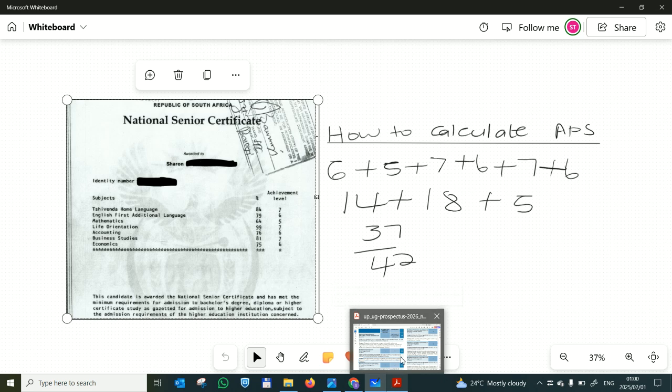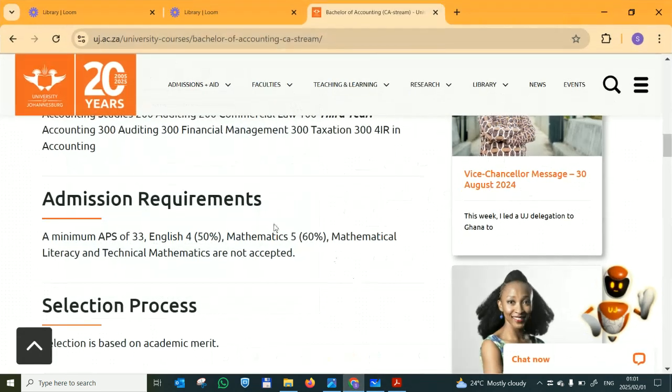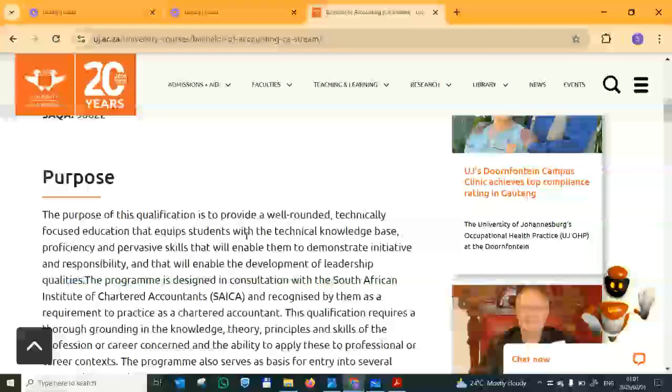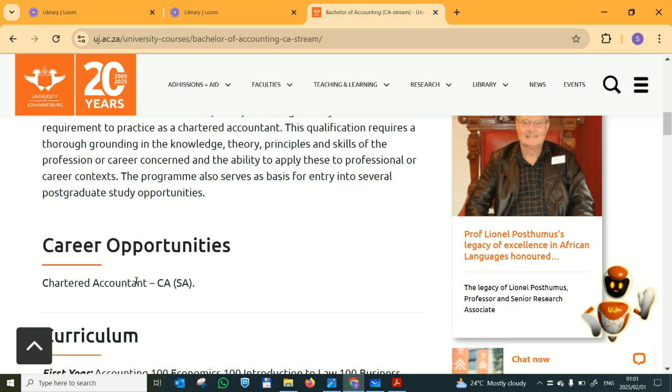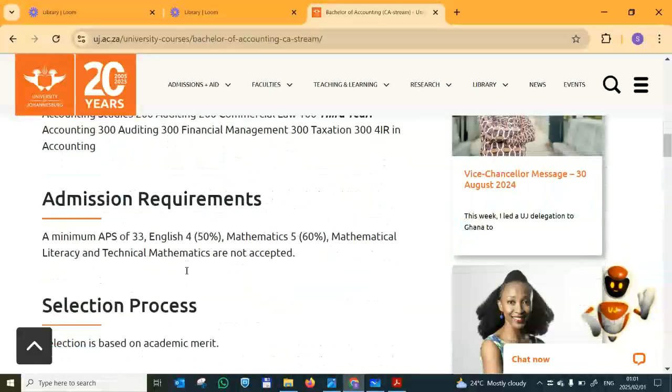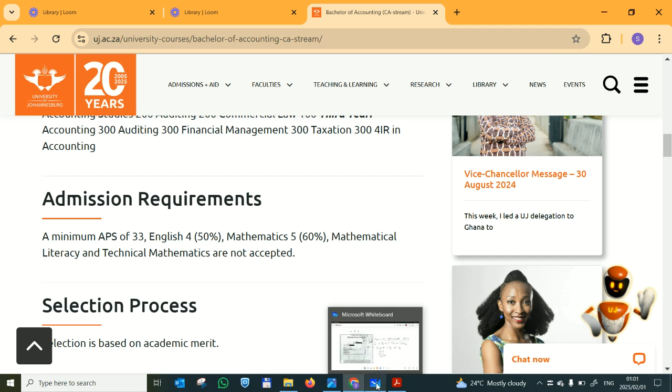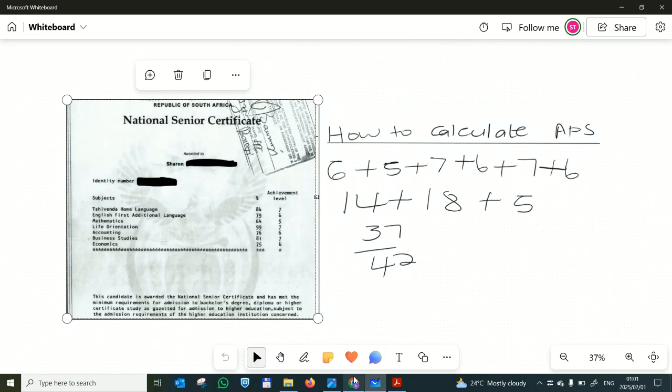So let's also look into another university. I'm just going to project University of Johannesburg. They said their minimum APS is 33 for the same qualification. It's a Bachelor of Accounting Sciences, which is a chartered accountant stream. So they need a minimum APS of 33. When you compare with my 37, I qualify. And then for English, they want a level 4. For me, for English there, I had a level 5, meaning that I qualify.